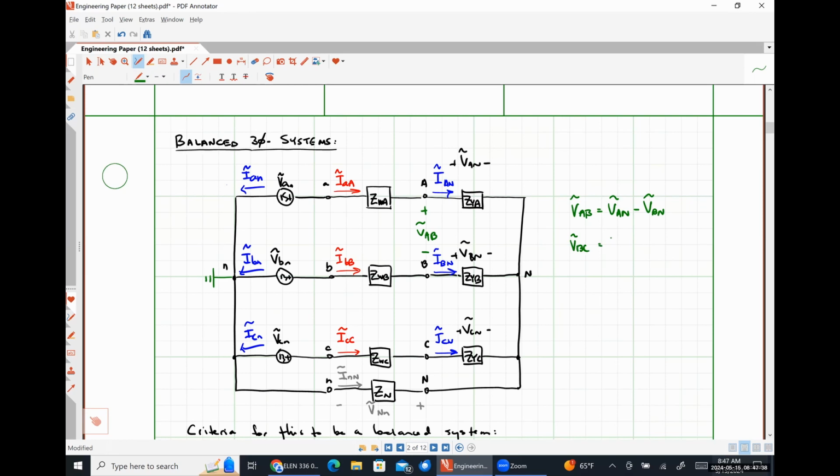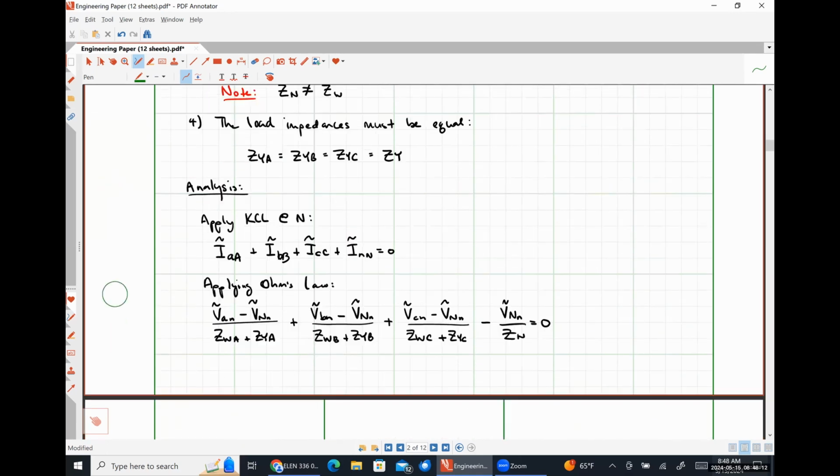VBC would be VBN minus VCN, and VCA would be VCN minus VAN. So what we're going to see is that those three quantities actually wind up having literally the exact same magnitude and are separated by 120 degrees in phase as well. Well, let's prove that really quickly. Okay.